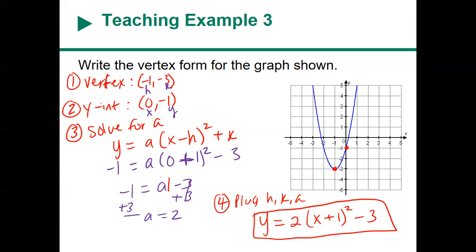Any other questions about taking the graph and creating the vertex form? Okay, you identify the vertex, identify the y-intercept, solve for a, plug in just your h, k, and a. Okay, good job.